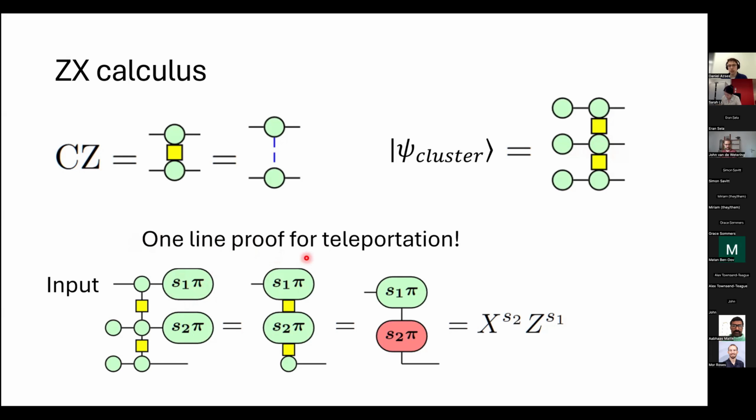If I measure in the X basis, I actually project here to the S pi. So basically it means that if I measured plus, I should have a green spider, right? With zero phase. But if I measured minus, I need this phase, okay? This is the type of thing that you need here. And this is how you do the measurements.